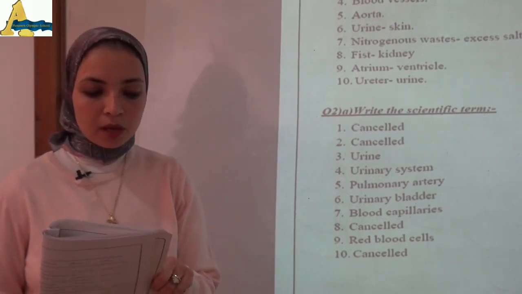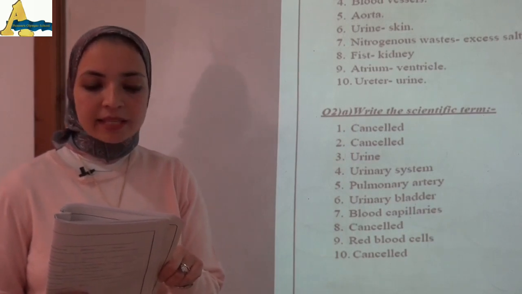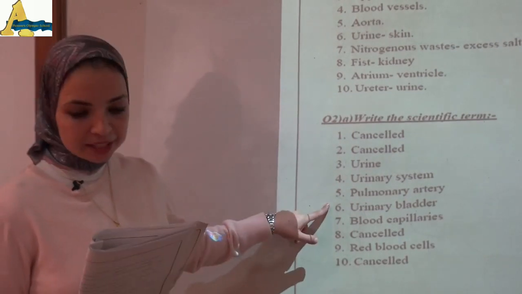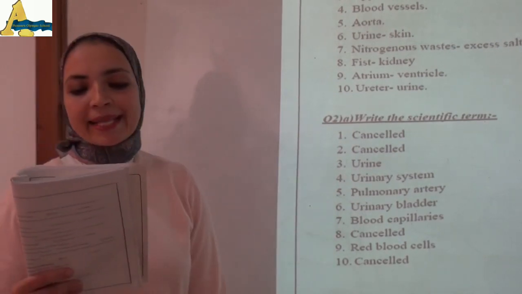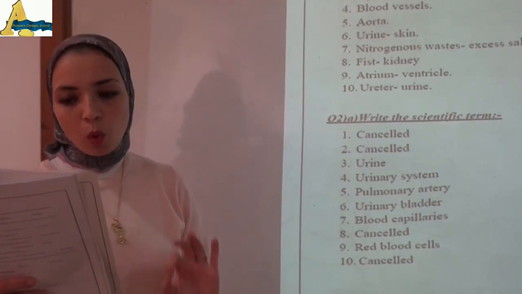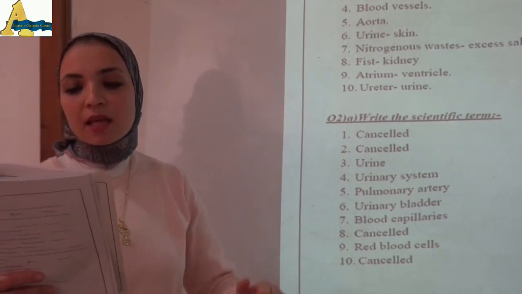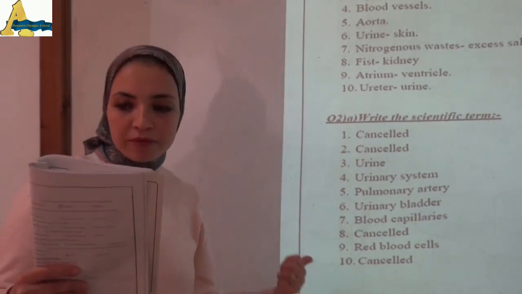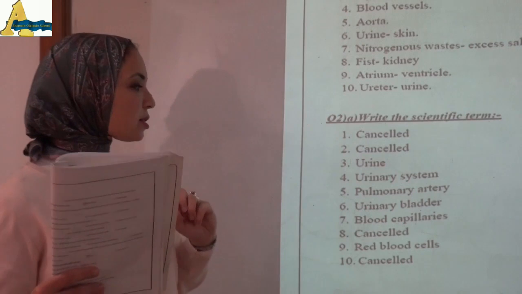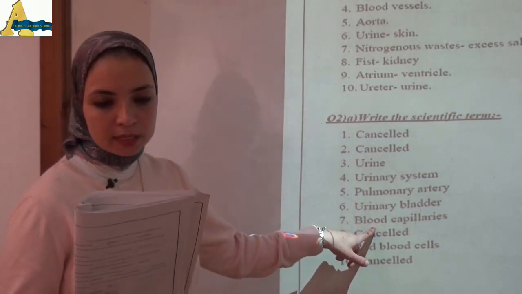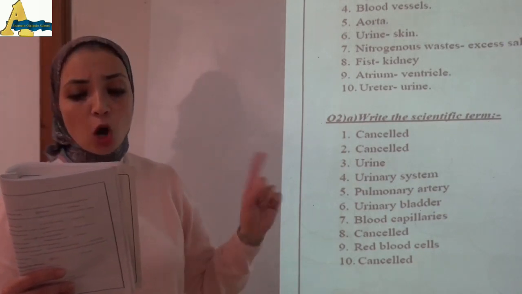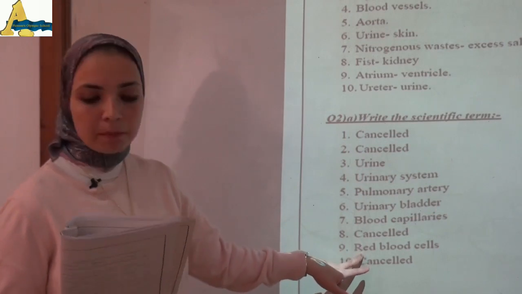Number 6. A balloon-like sac that receives urine from the ureters is the urinary bladder. A network of thin-walled vessels that connect the end of the arteries with the beginning of the veins around the body cells is called the blood capillaries. Number 9, the cells that have no nuclei are the red blood cells.